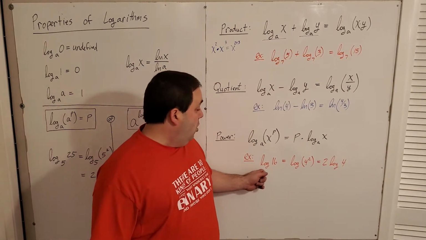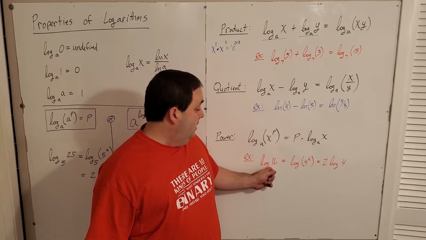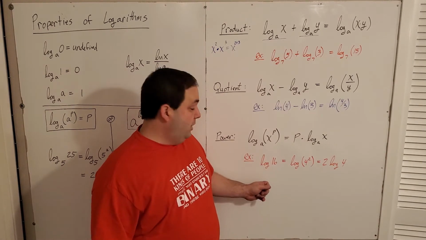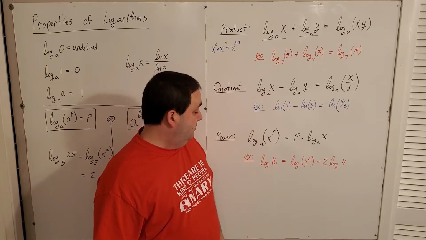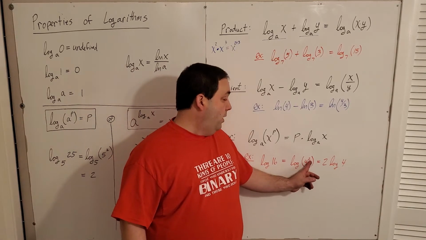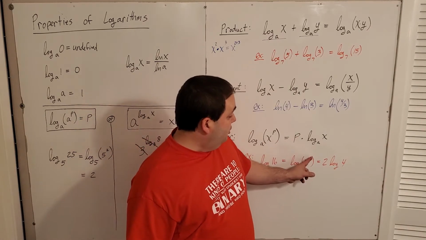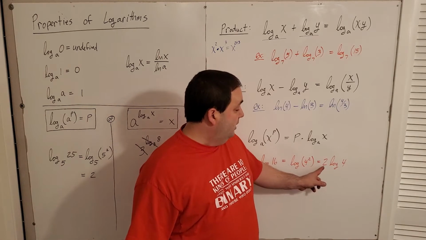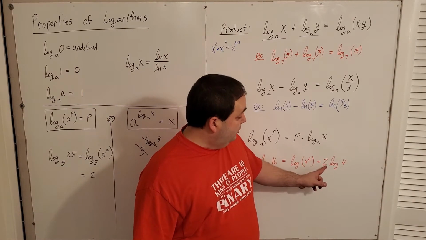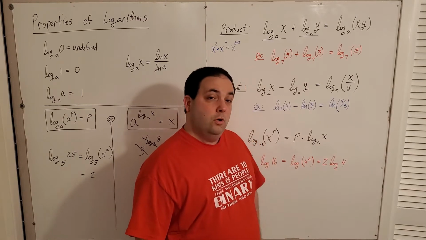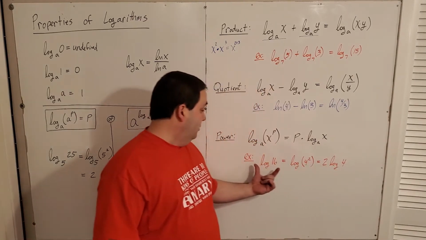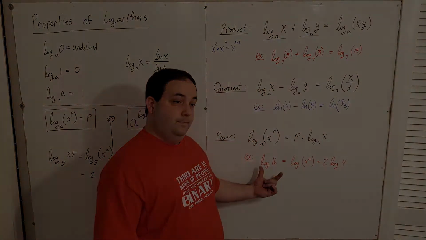Lastly, log of 16, right? That's a base 10, but punch it in your calculator, log 16. 16 is also 4 squared, and according to this property, I should be able to bounce the 2 and multiply it in the front. So in your calculator, hit 2 times log of 4, and you'll notice it's the same answer as the log of 16.